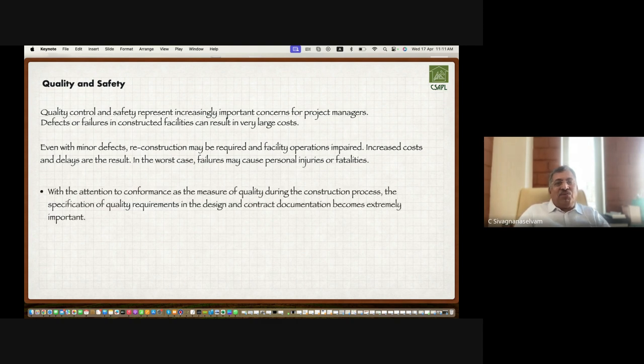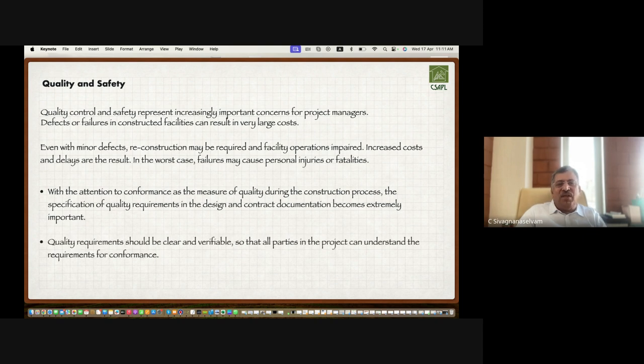With the attention to conformance as the measure of quality during the construction process, the specification of quality requirements in the design and contract documentation becomes extremely important. Friends, you all have seen that we have all kinds of quality parameters filled. Any contractor for that matter will keep all the quality parameters in place, but they fail only in the construction practice. Quality requirements should be clear and verifiable so that all parties in the project can understand the requirements for conformance.